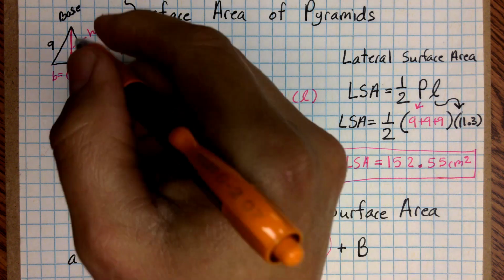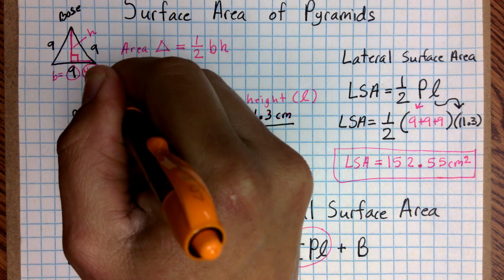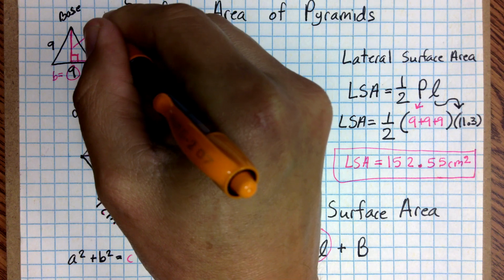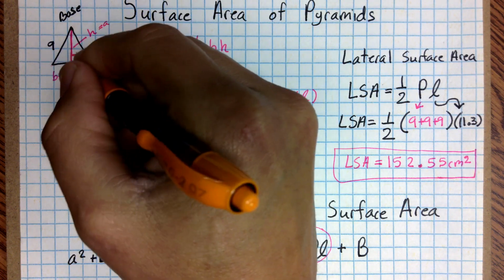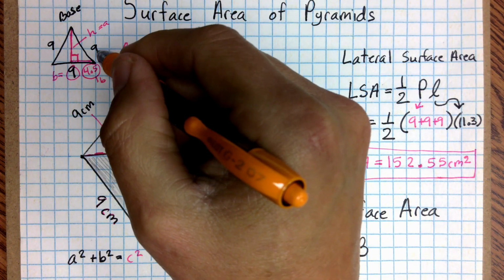So I'm going to substitute my values. This 4.5 is going to be representative of B in the formula. We're looking for H, and that's really our A. This would be the A leg of the triangle. And we know our hypotenuse, it's 9, right?